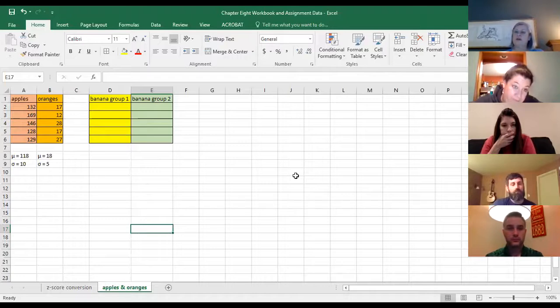them on equal footing. So what we're going to do is take our apples and our oranges, and we're going to convert the values under those two z-scores, and we're going to put the scores for the apples in banana group 1, and we'll put the scores for the oranges in banana group 2. So right now I can see 1, 2, 3, 4, and let's see.